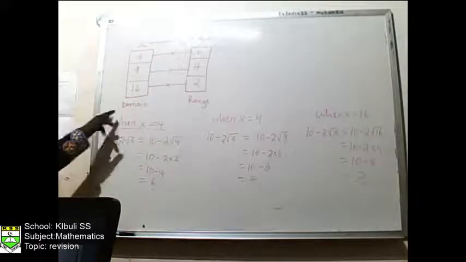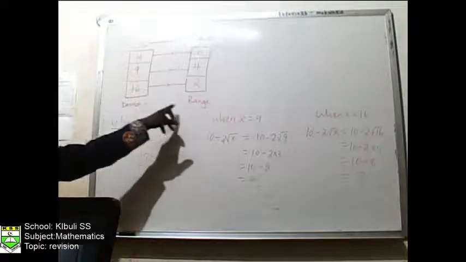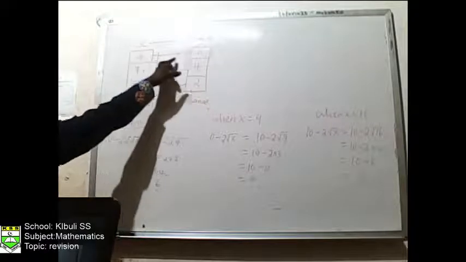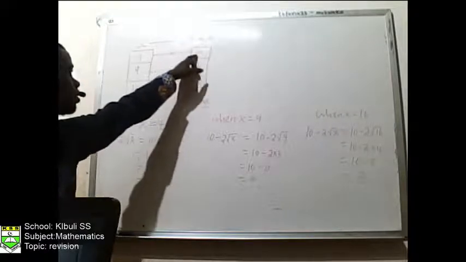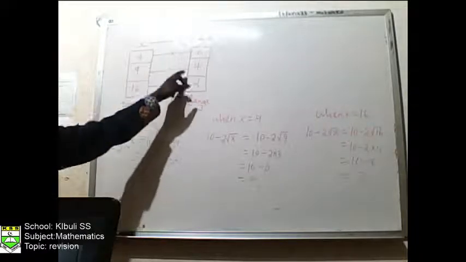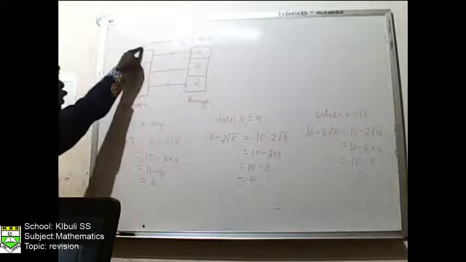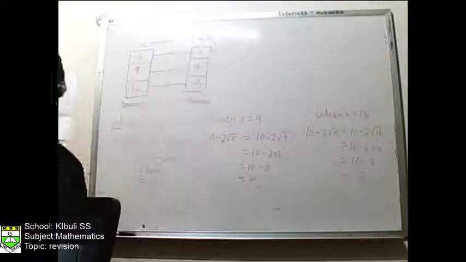But don't forget that here you must name this one as the domain and this one is the range. You put the arrows that this one is coming from here and it goes there. It is mapped onto this, it is mapped onto this, and you must put this up also to show the mapping that you're dealing with.